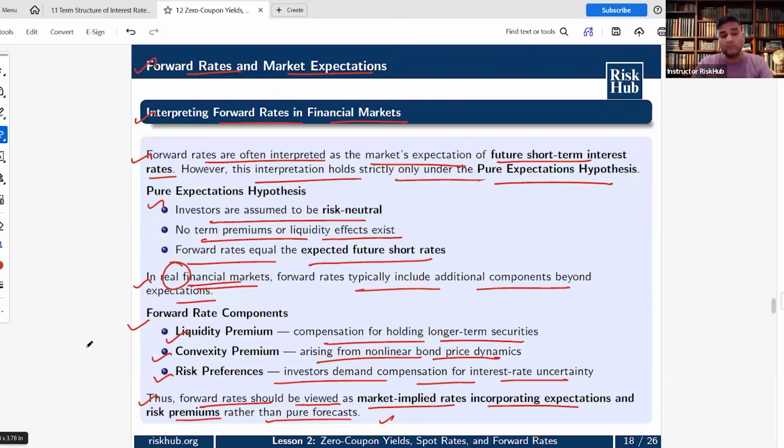The slide then lists three components that sit inside the real forward rate beyond expectation: liquidity premium, convexity premium, and risk preferences. The closing line states the working position: a forward rate is a market implied rate, it is not a forecast. One technical clarification here is that the three components do not all push in the same direction. Liquidity premium and risk preferences raise the forward rate above expected short rates. The convexity premium works the other way and pulls long dated forward rates below expected short rates. At long maturities, the convexity effects can dominate, which is why very long forward curves often slope down.